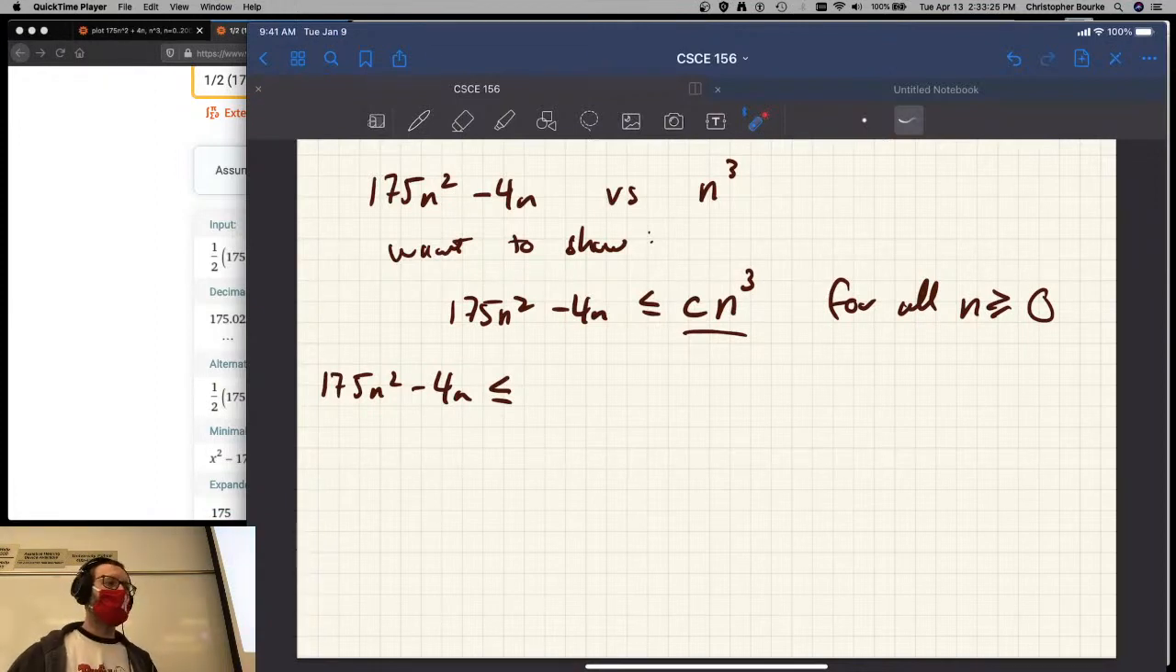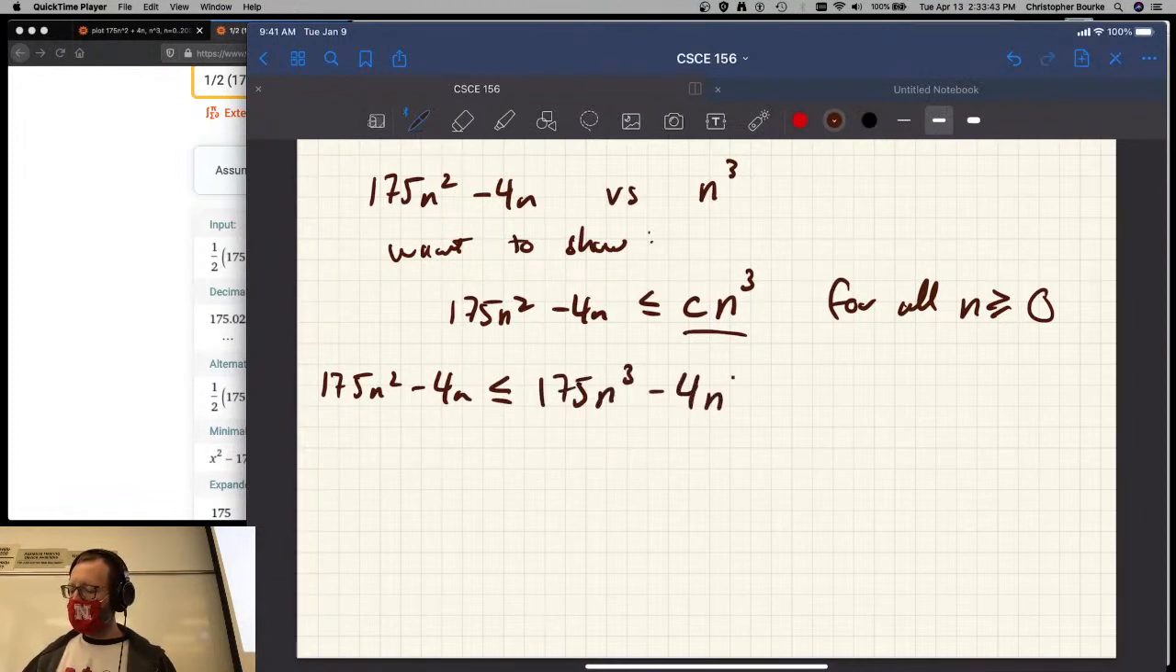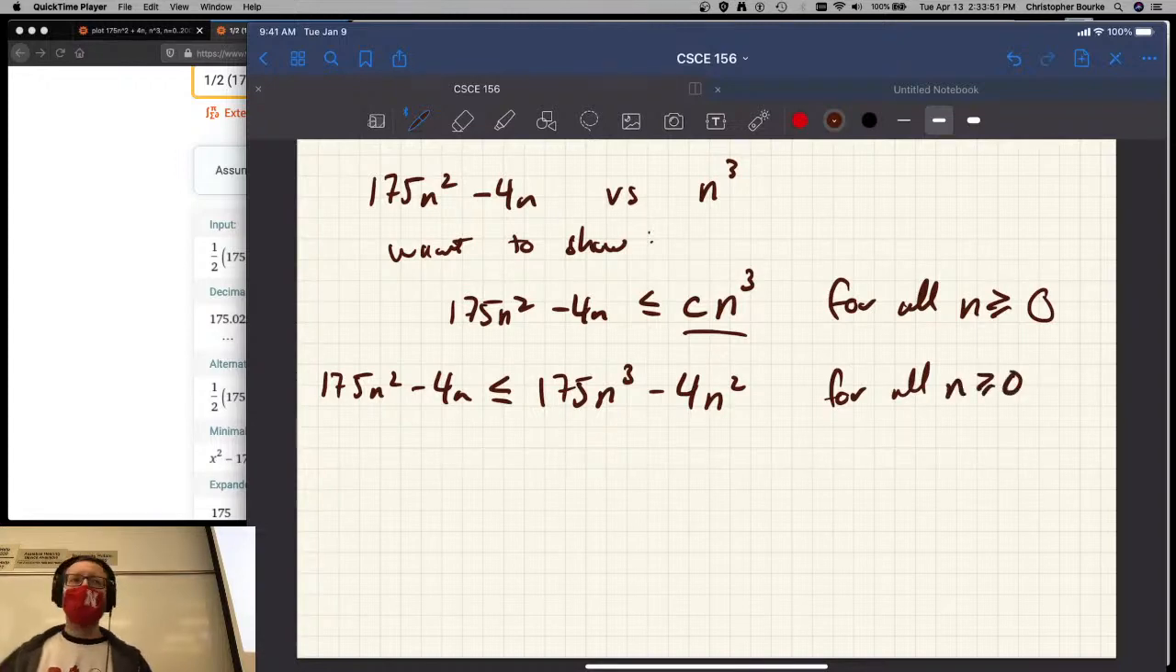So you observe that we could factor out an n from the last approach. What's to stop us from multiplying by an n? Doing just the opposite. Multiply by an n. 175 n cubed minus 4n squared. Is that true? Yeah, for all n greater than or equal to 0. It's not necessarily true for negative n. In fact, you could come up with an example where it wouldn't be.